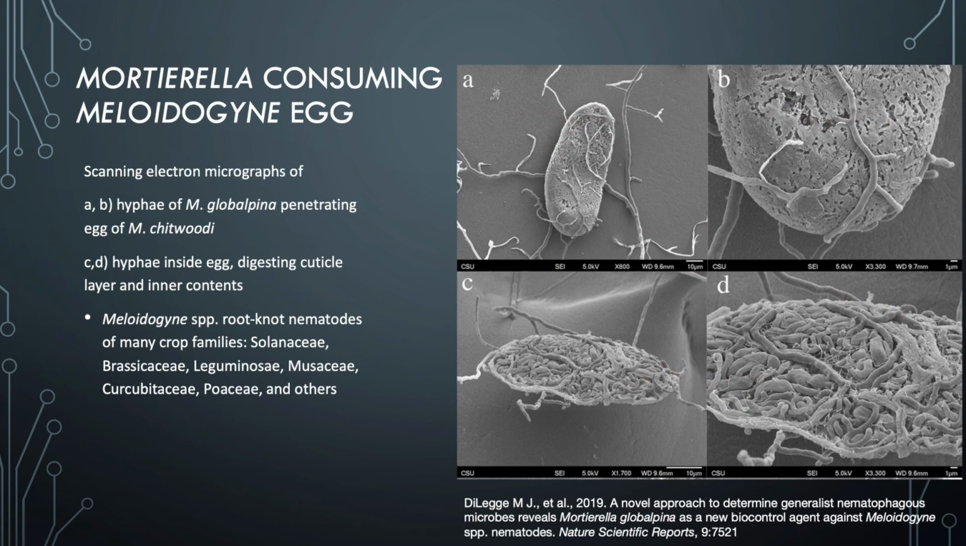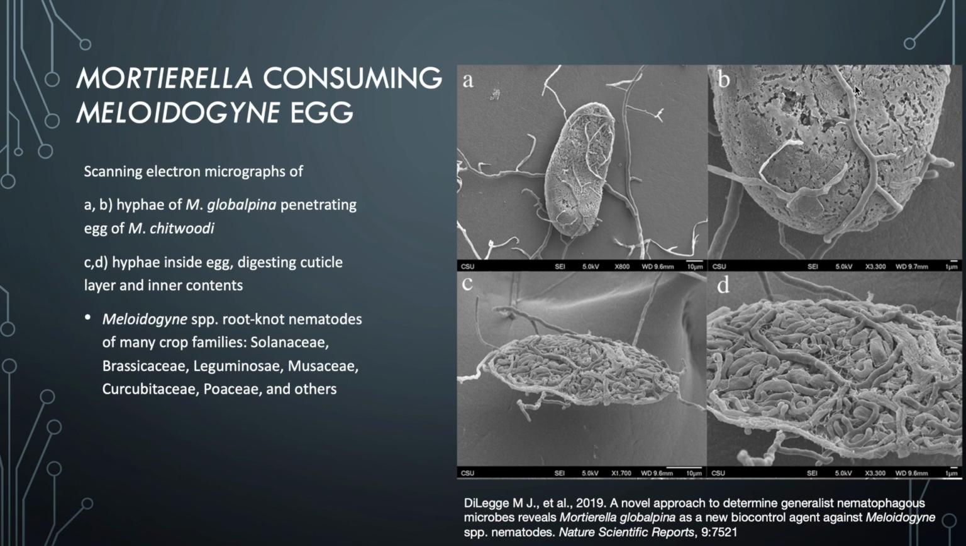So let's now look at some of the ways in which fungi consume nematodes. And we'll start with fungi consuming nematode eggs first of all. So this research has looked at how the Mortierella globalpina fungal hyphae consume eggs of Meloidogyne chitwoodi. So basically these are scanning electron micrographs that you can see here on the right.